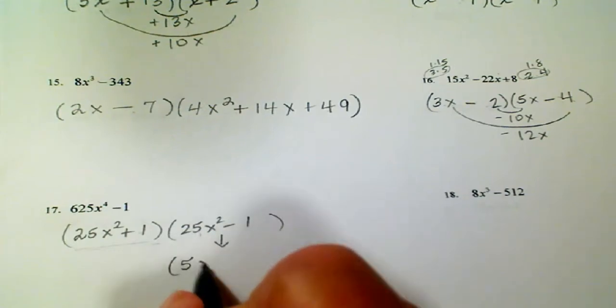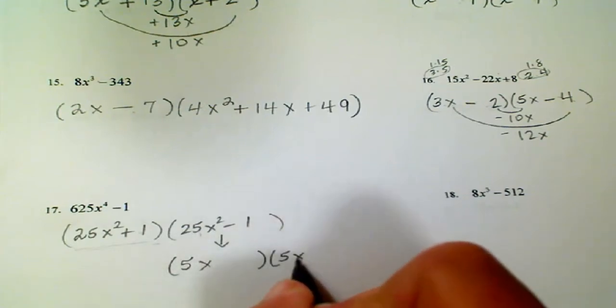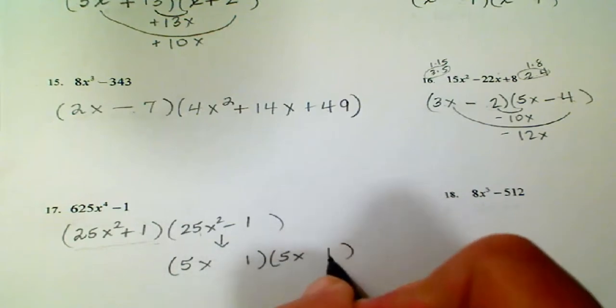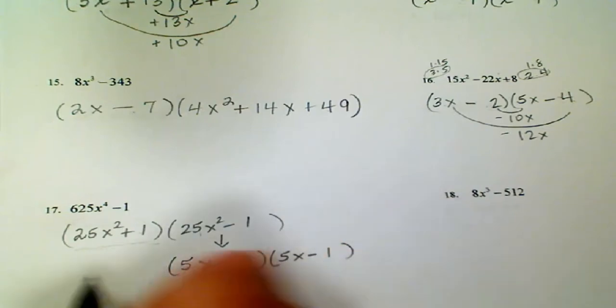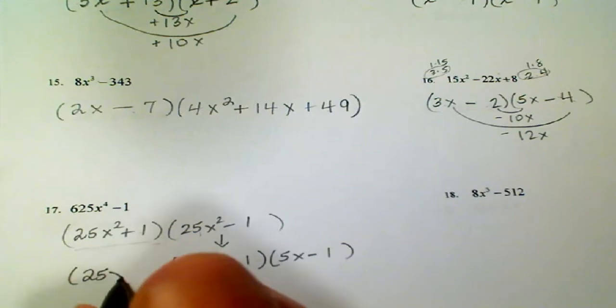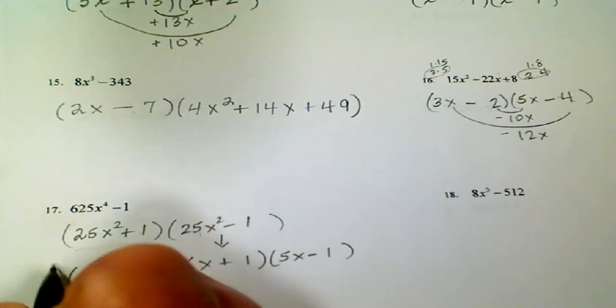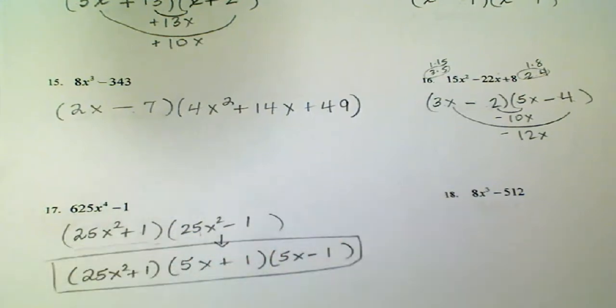And that's going to be the square root of that, which is 5x. Write it twice, 1, plus and minus. And then we're going to carry down that first term. Again, you can't factor that one because it's a sum of squares. So that would be your final answer.